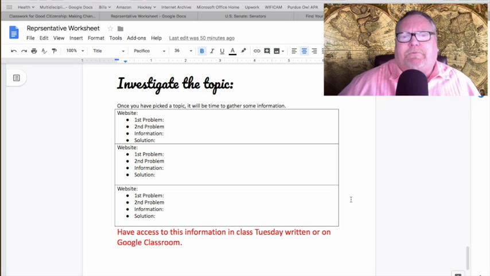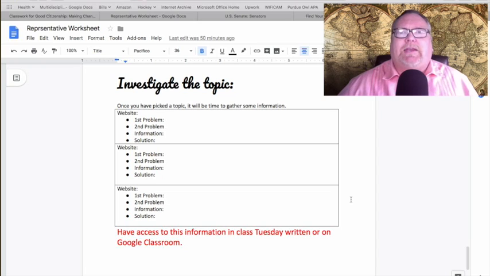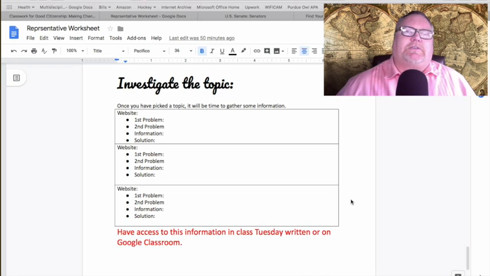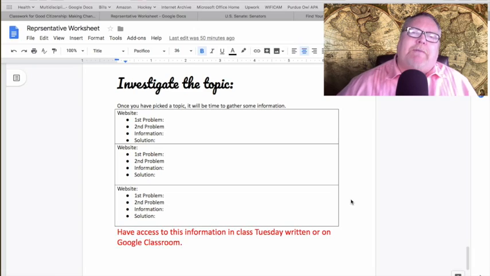You're going to write down some information about it, and then you're going to try to come up with some sort of solution, some sort of idea for your congressperson to work on. How do you think this should best be solved? Okay, so I want you to do this same process on 3 different websites. Once you've collected all this information, the next step is to write it all down in the Google Docs form, or write it all on paper, or print it. In some way, I want you to have access to this information in class.